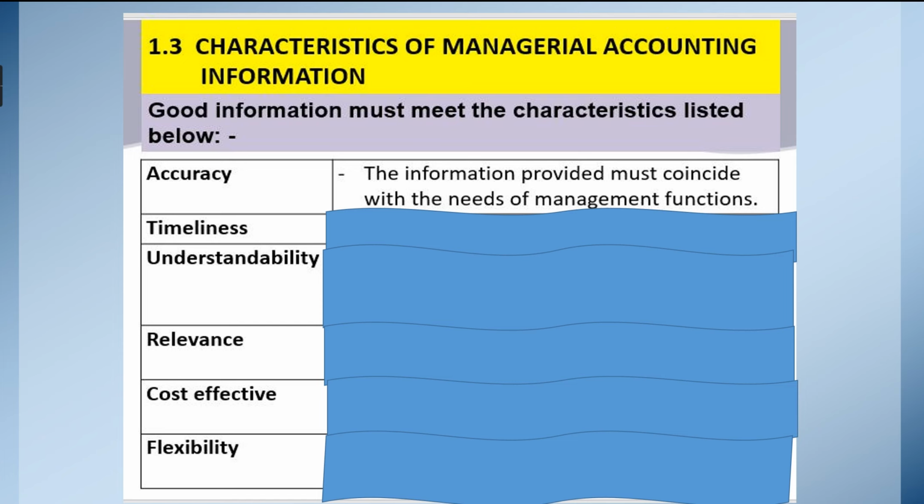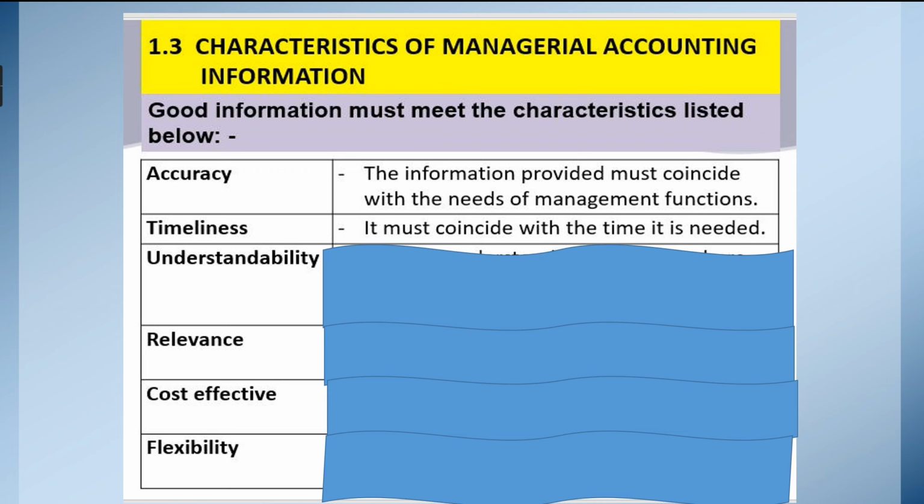Okay, so setiap maklumat yang kita beri mestilah bertepatan dengan fungsi management tersebut. So when they are asking you about the pricing decision, the information given must relate to the price, or the planned aim or target price that you plan to execute. Okay, timelines. It must coincide with the time it is needed.